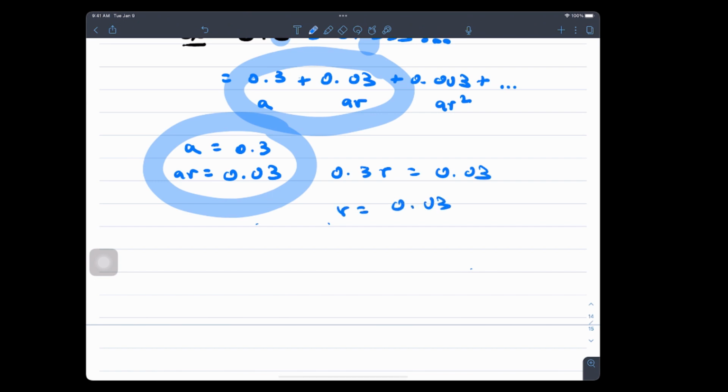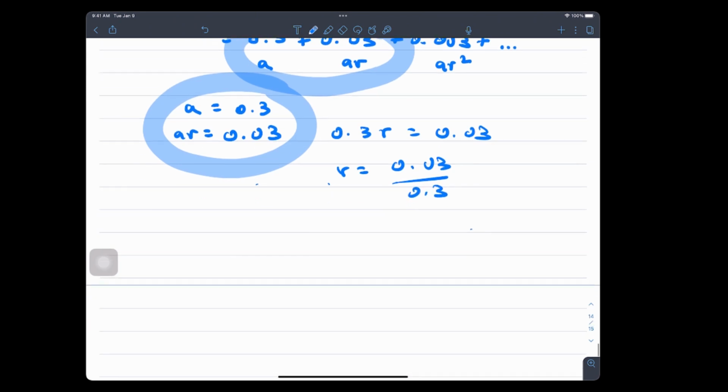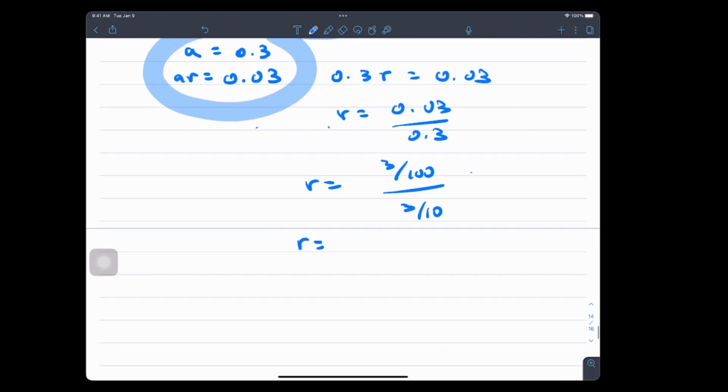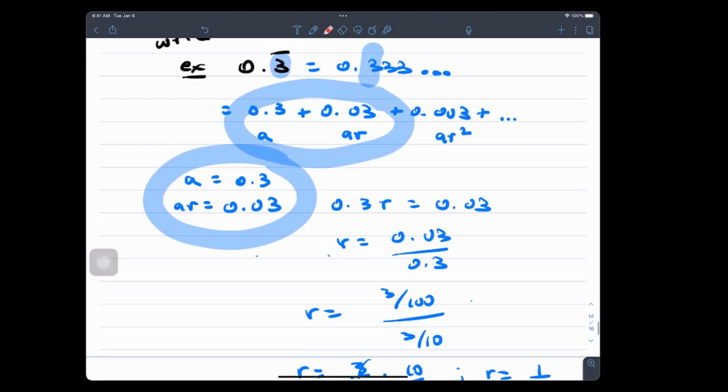What's our R? Isn't that 0.3 over... You guys know what I'm saying? What's R have to be? Is that 3 over 100 divided by 3 over 10? What's R? Isn't R 1/10? So R was 1/10, which is actually 0.1, okay? So I got the R value. So we just have to verify the next term.